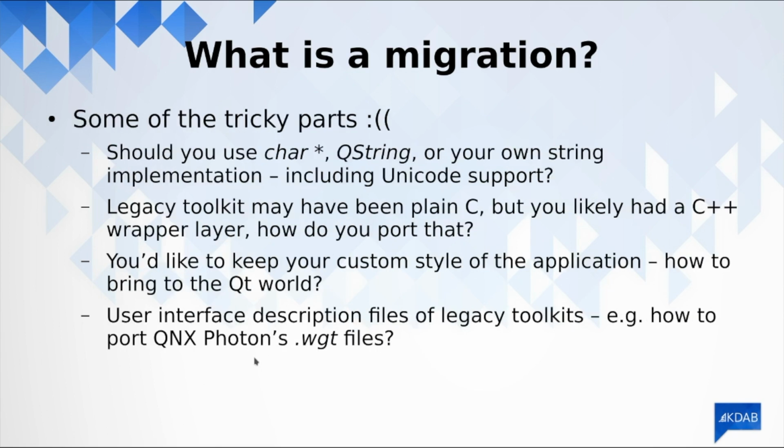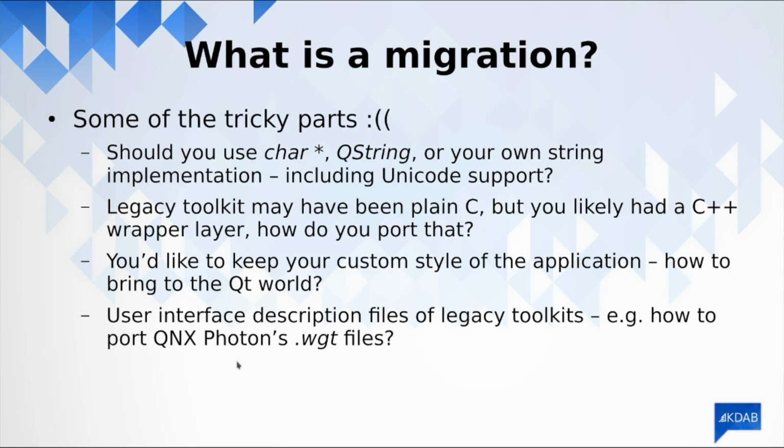Some more tricky parts. When coming from the C world, how to port all these uses of plain char pointers. Are we going to use the STL std::string or QString utility class? Your legacy toolkit might have a pure C API, but you've had a custom C++ wrapper on top of it. How to port it? Your application has a custom look and feel. How to do that, or rather, how to reflect that in the Qt world.